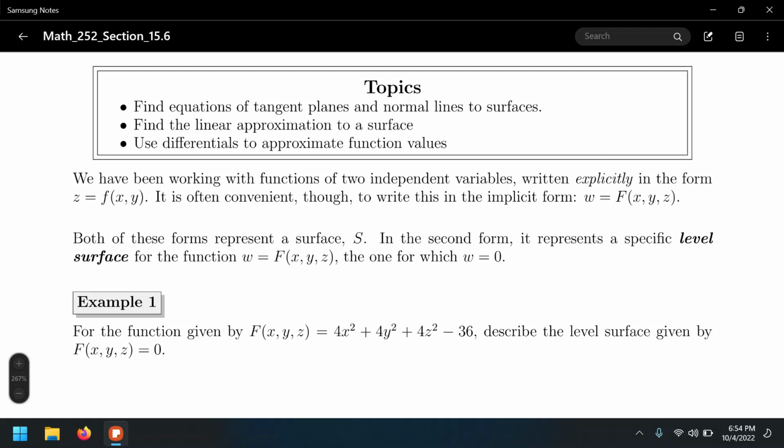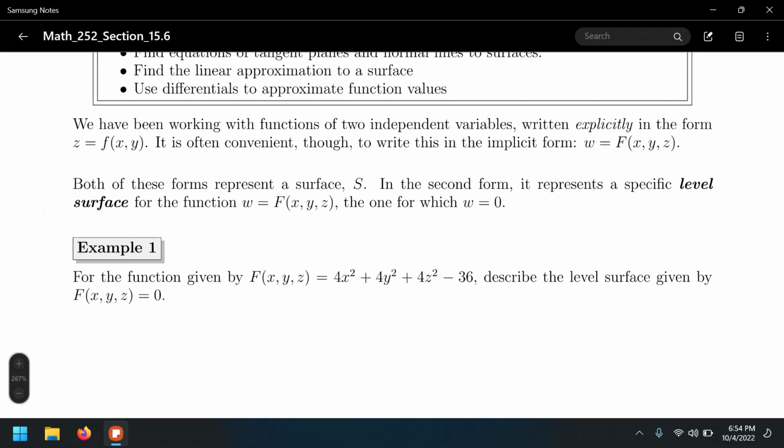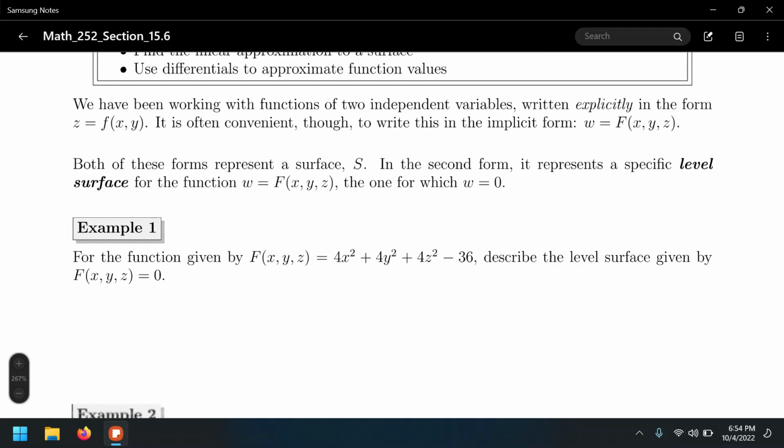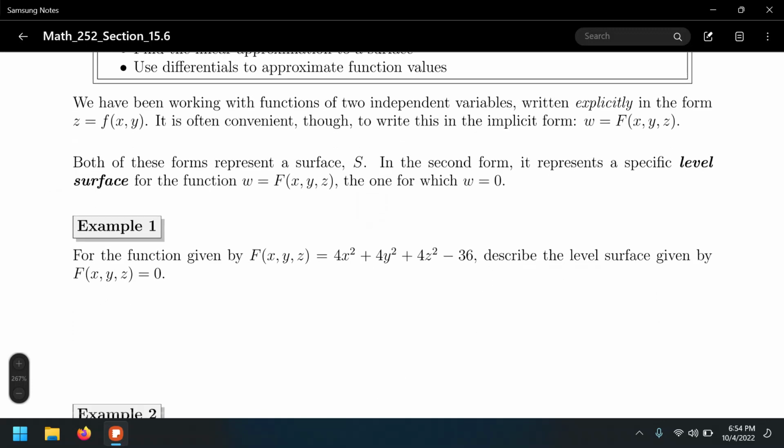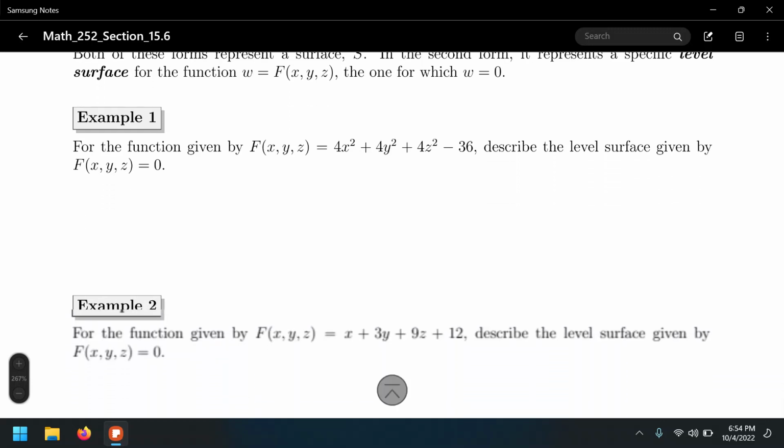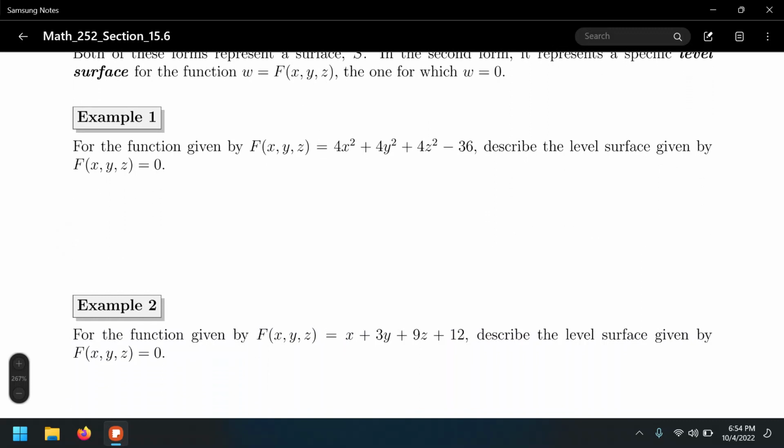That is, we move all the variables to one side and redefine a new function f. That's going to specify different level surfaces, which we will review here. So we have this function f of x, y, and z, 4x squared plus 4y squared plus 4z squared minus 36, and let's describe the level surface given by f of x equals 0.